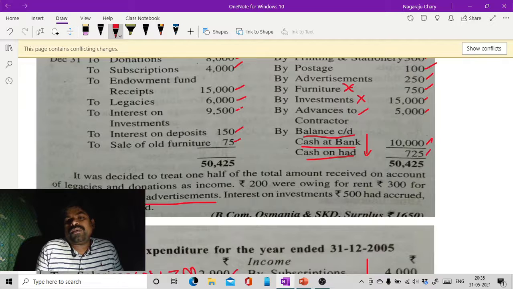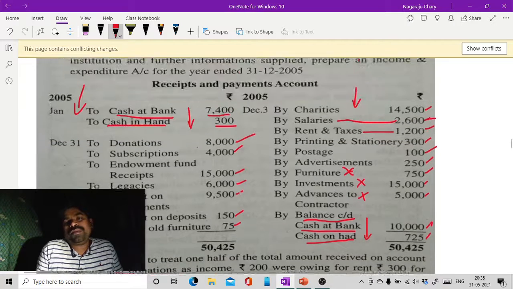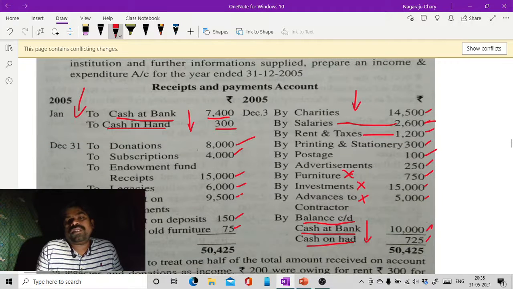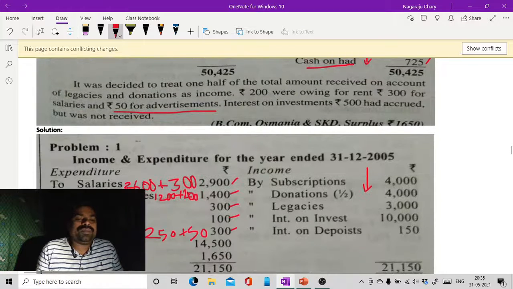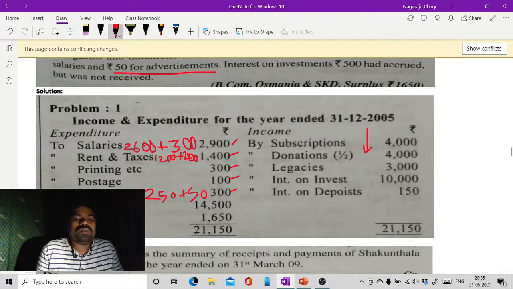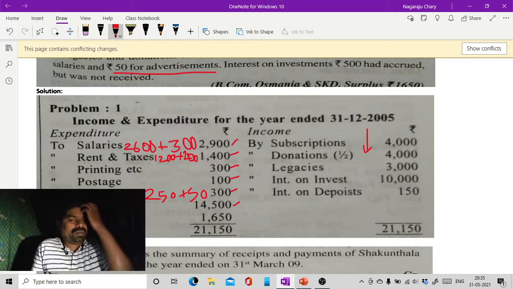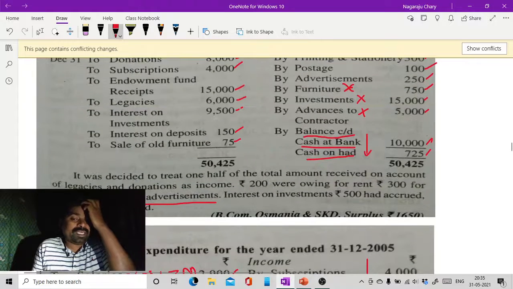Okay, and one more is there, that is the starting one. That is charities. Charities also is to be paid. So expenditure 14,500.